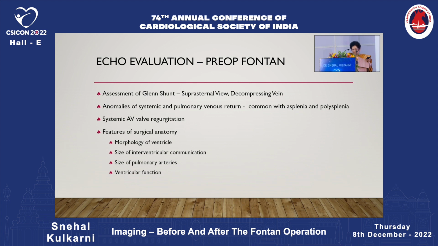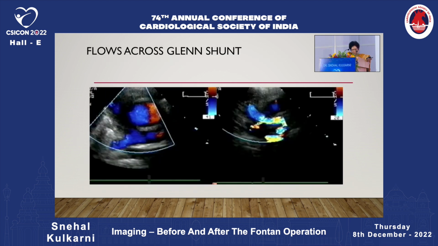Again, we have to assess the Glenn shunt, best seen on suprasternal view, see the Glenn flow, but also look for the decompressing vein, because that tells you either your pulmonary arteries are distorted or the pulmonary artery pressure may be on the higher side. Is there anomalous pulmonary or systemic venous return, systemic AV valve regurgitation, and the other most important anatomical features: morphology of ventricles, size of interventricular communication, size of pulmonary arteries, ventricular function, and AV valve regurgitation.